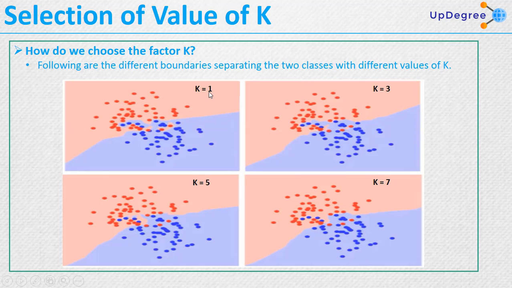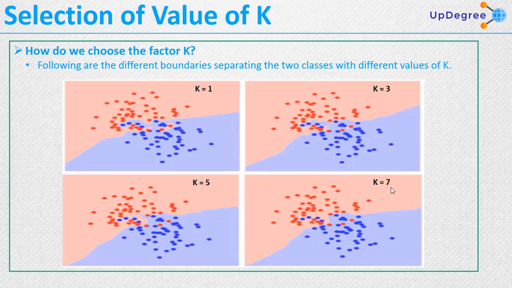For k equal to 1, we have two classes, one denoted by the red dots and another denoted by the blue dots. You can find the respective boundaries. For k equal to 3, k equal to 5, k equal to 7, you can easily find how the boundary changes and how it gets more and more smooth.